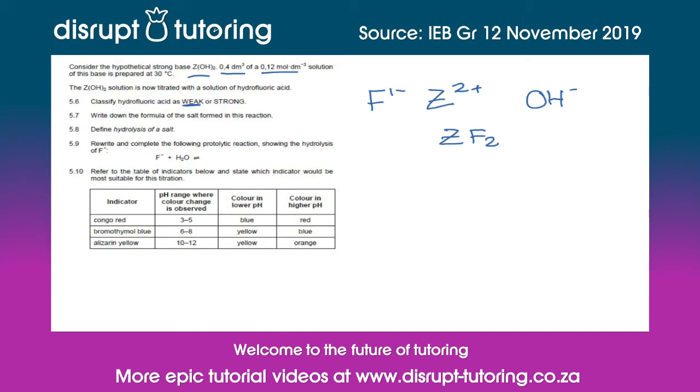Fluorine is highly electronegative, so it is very reactive. In this reaction, it will break apart the water molecules into hydrogen ions and hydroxide ions, and then it will bond with the positive hydrogen ions to form hydrogen fluoride or hydrofluoric acid and hydroxide ions.